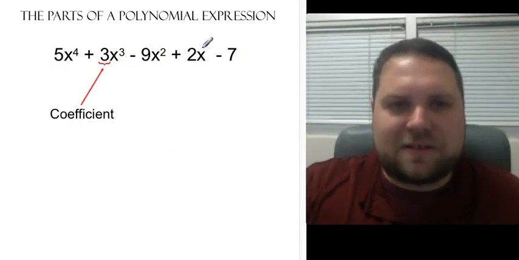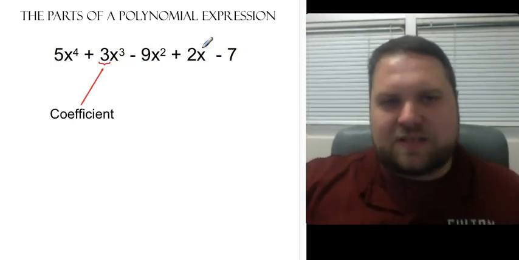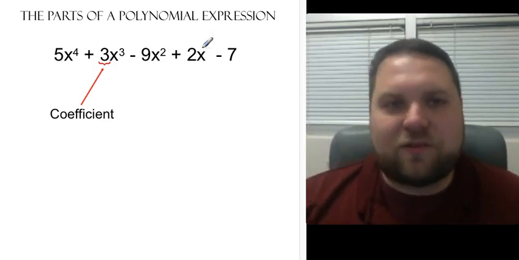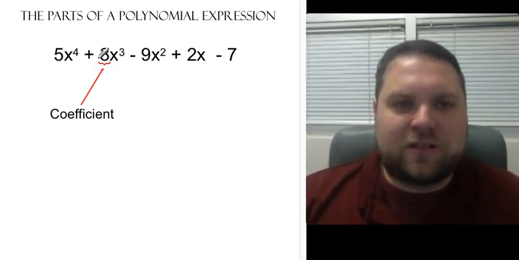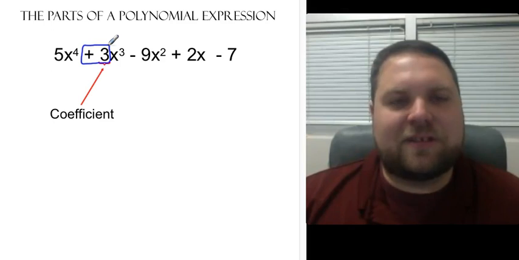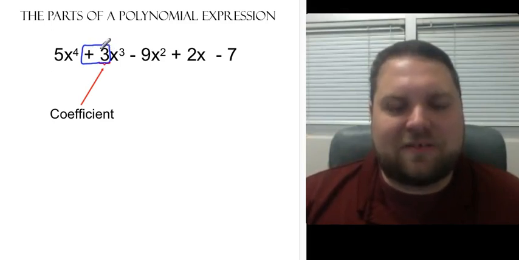Another thing that we can talk about is coefficients. These are the numbers written in front of the variables, and when you're talking about your coefficients, I always want you to include the sign in front of it to tell you whether that coefficient is positive or negative. So in this case, the coefficient is positive 3. For this term, the coefficient is positive 5. Here, the coefficient is negative 9 for this term.